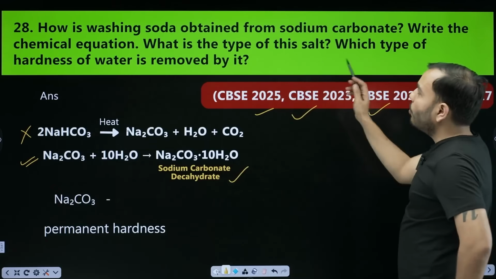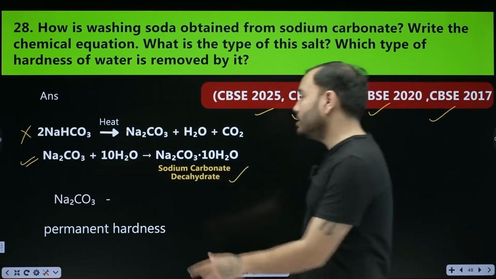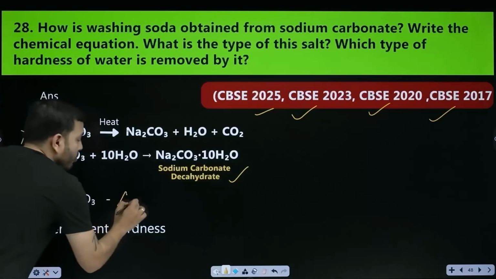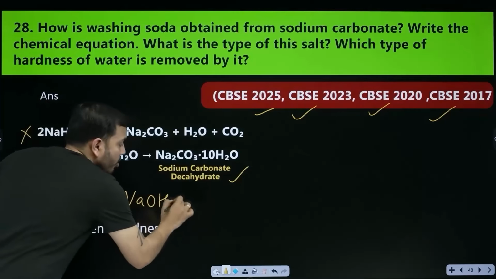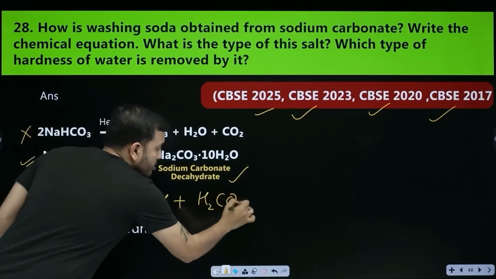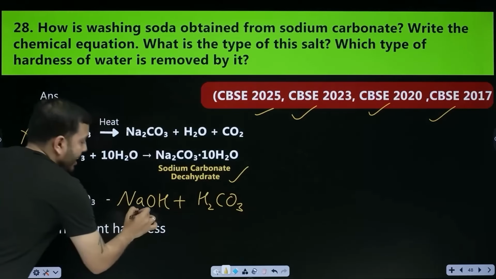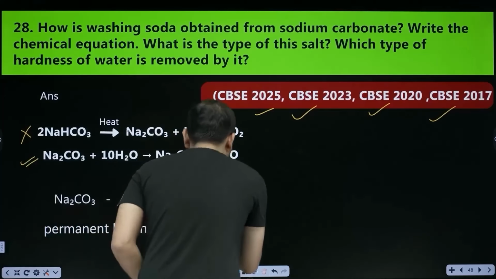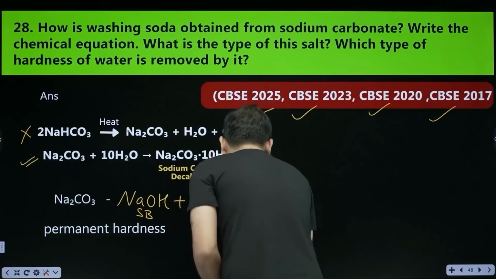Write the chemical equation. What is the type of this salt? Tell the type of this salt. Type means acidic or basic. Made from which one? NaOH and H2CO3. Carbonic acid forms from this one. Which type of base is this? Strong base. Which type of acid is this? Carbonic acid. Which type of acid is this?